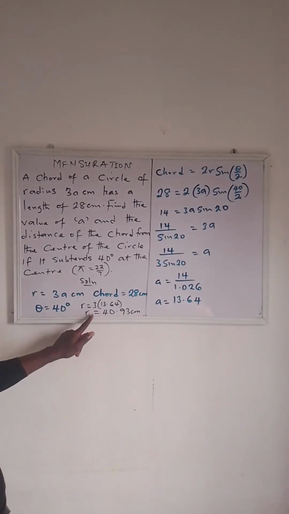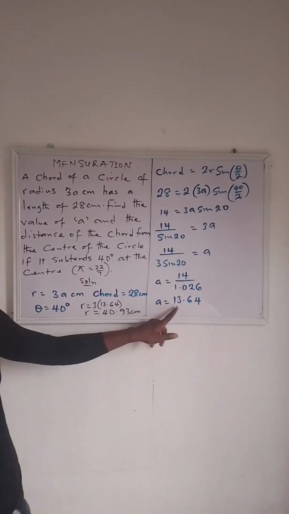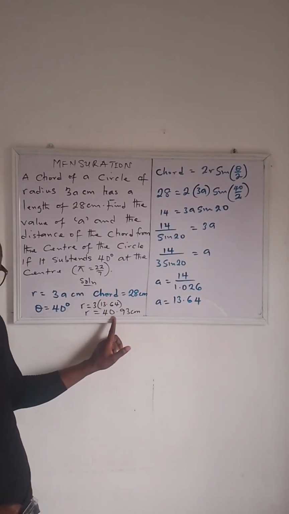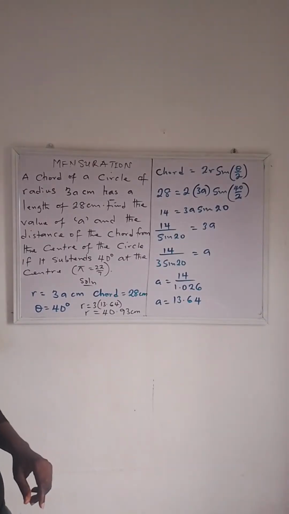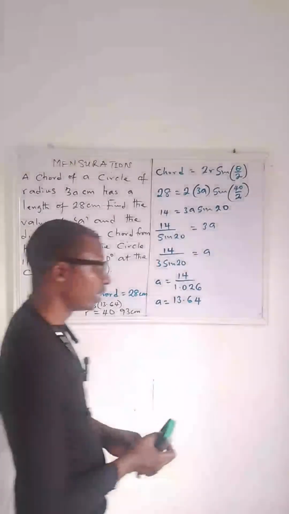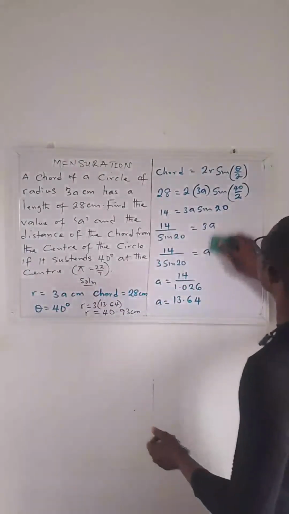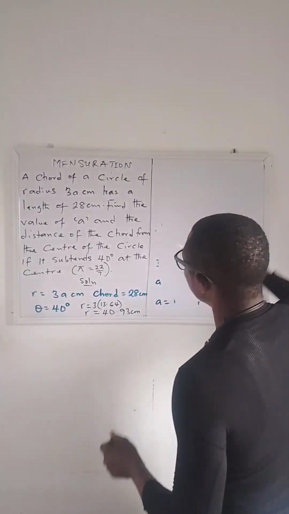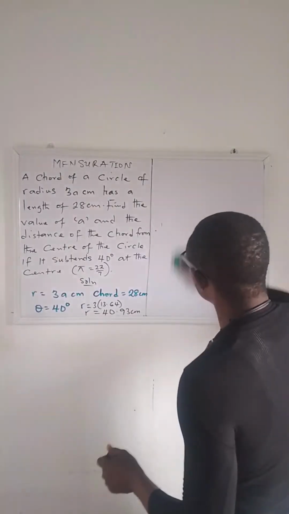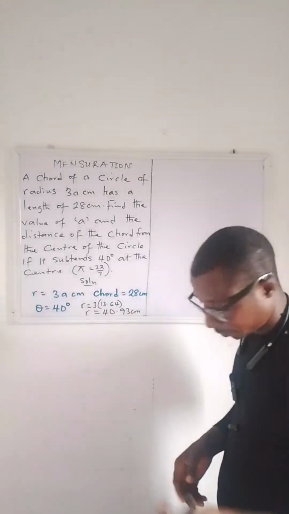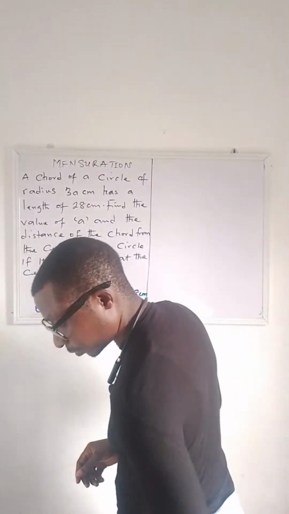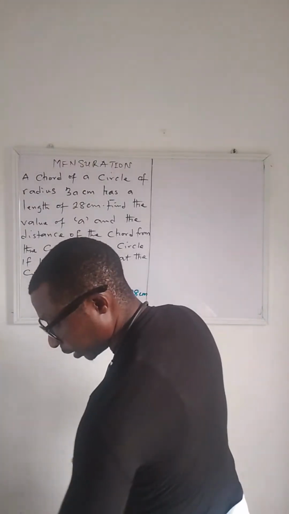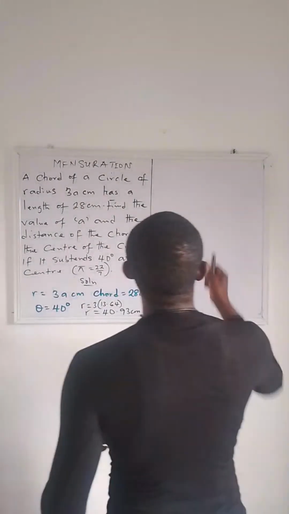So we now have the radius. Since we have gotten a, we have the radius to be this. So now let's get the distance between the center of the circle and the chord. Okay, so now the circle is like this.